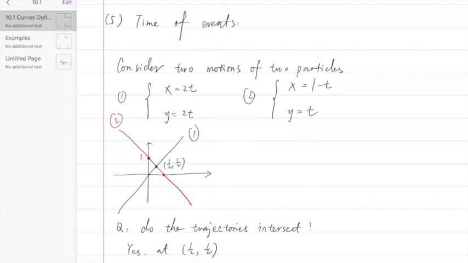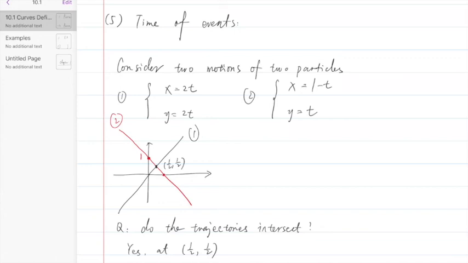Now look at the first question. Do the trajectories intersect? The answer is yes, they do intersect. They intersect at (1/2, 1/2). Now you can imagine, here are the trajectories of two particles. Two particles travel through these trajectories.